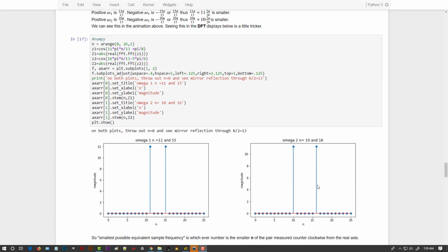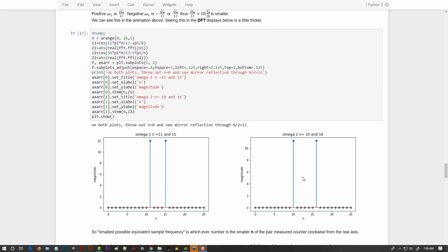Let's look at the DFT. If we combine these two stem plots, we'd see omega 2 first at 10. This is its negative. That's its positive. Then we'd see second at 11, we'd see omega 1. That's actually positive and that's negative. So we would stop typically at n equals 13 and not display the mirrored half of the DFT. So we'd actually see omega 2 first and omega 1, even though if we look at just the positives, this is 11 and 16.